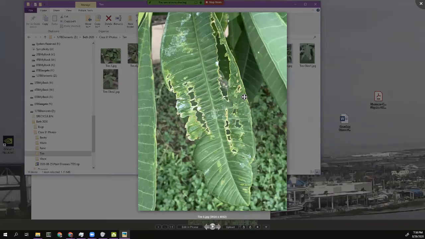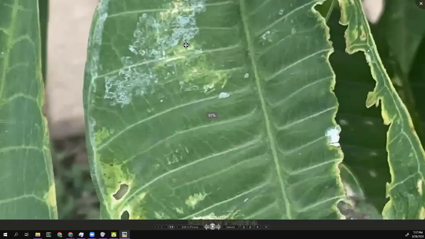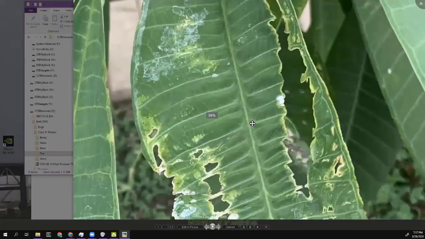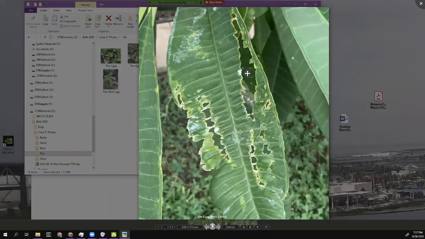Chewing insect damage. Okay. But I see some yellowing, some brown, some white spots up here. That could possibly be a snail trail. So this could be snail damage. The other thing it could be is just storm damage.